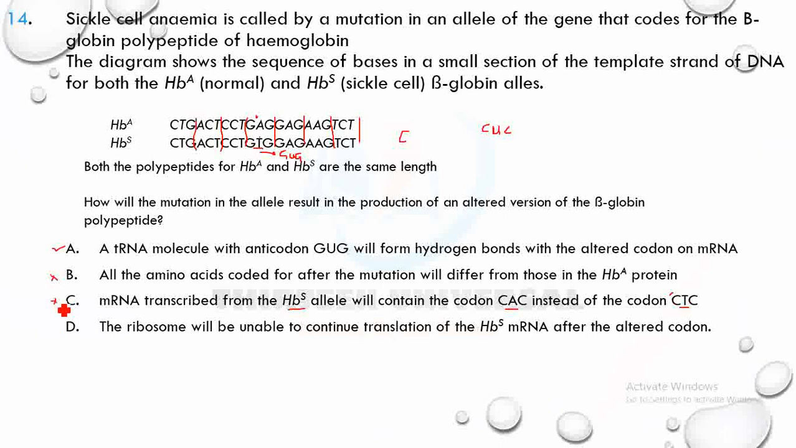It's wrong. All right. So if you check D, the ribosome will be unable to continue translation of HB after the alter. No, it will continue because there's no stop codon there, guys. So this is wrong. So the answer is, of course, A. So let's go to the next question.